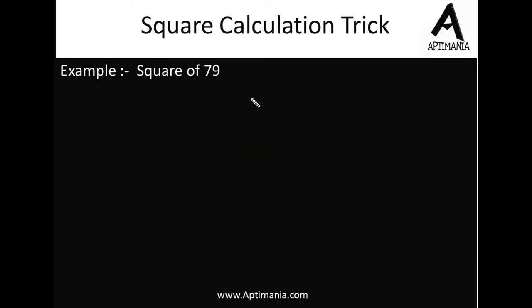Now one more example, 79. Again the difference of this number from 100 is 21. The square of 21, as you know, is 441. We'll write 441 over here, but we need to keep these 2 digits only. Now we'll subtract 21 from this 79. We'll get 58. So here we'll write 58. Now this 4 will get added to this 58 and will make it 62, and 41 as it is. So the square of number 79 is nothing but 6241.